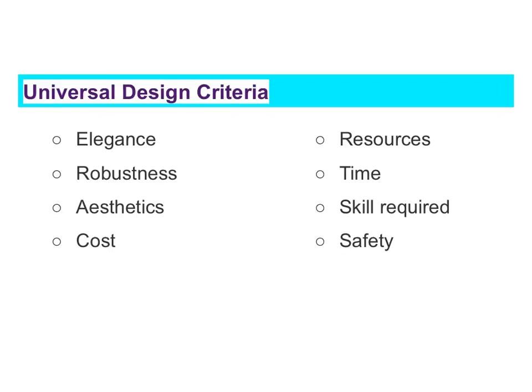No matter what you're designing, whether it's a robot, a lamp, or a toy, there are some criteria that apply to virtually every design, and good designers consider them in every solution that they choose to implement. They are elegance, robustness, aesthetics, cost, resources, time, skill required, and safety. We're going to take some time to break down each one of these 8 areas.